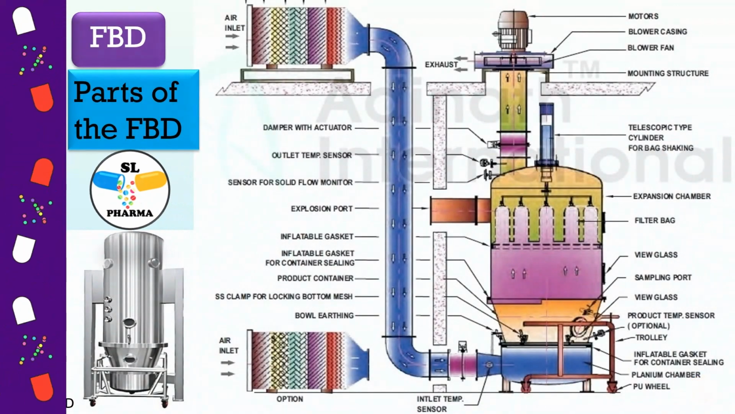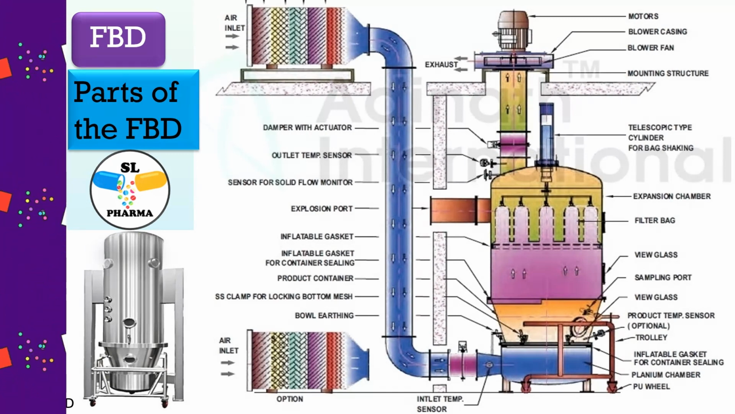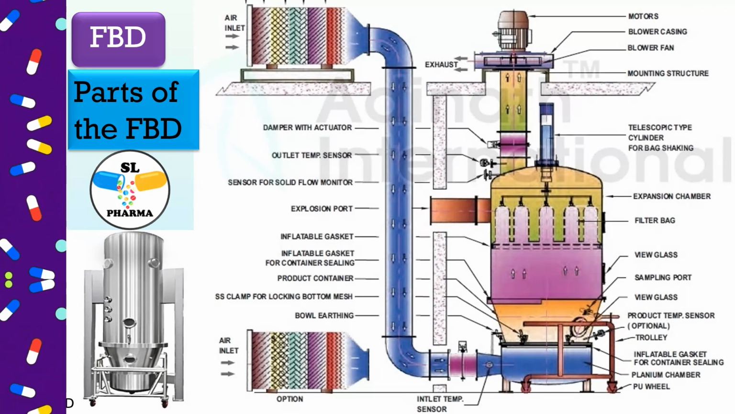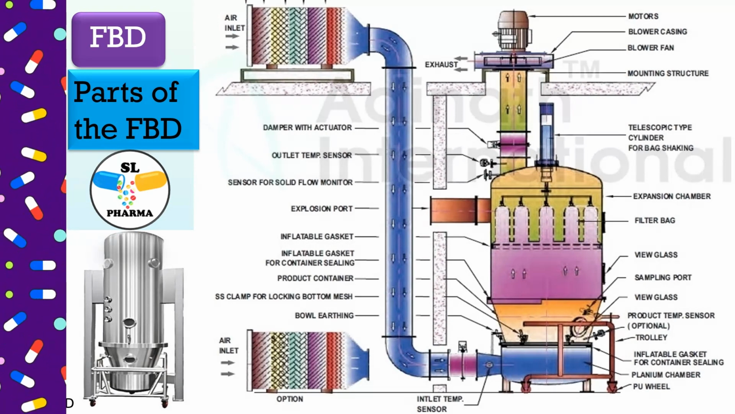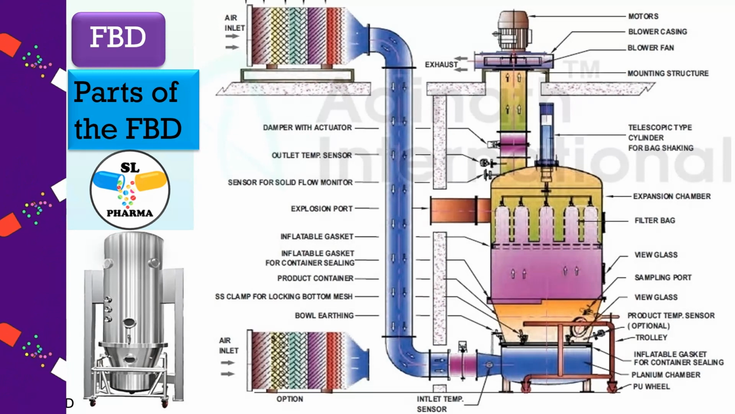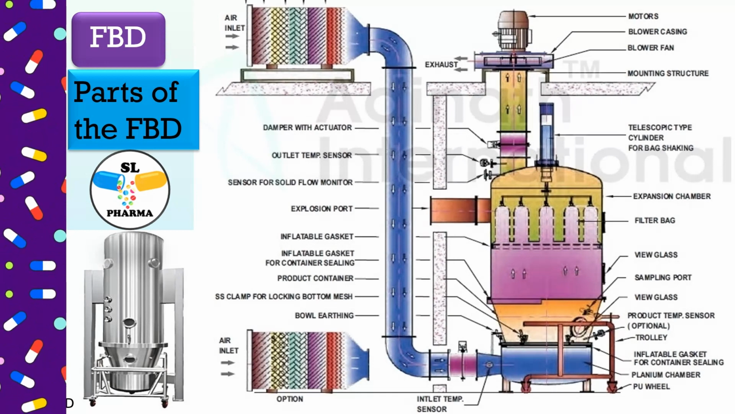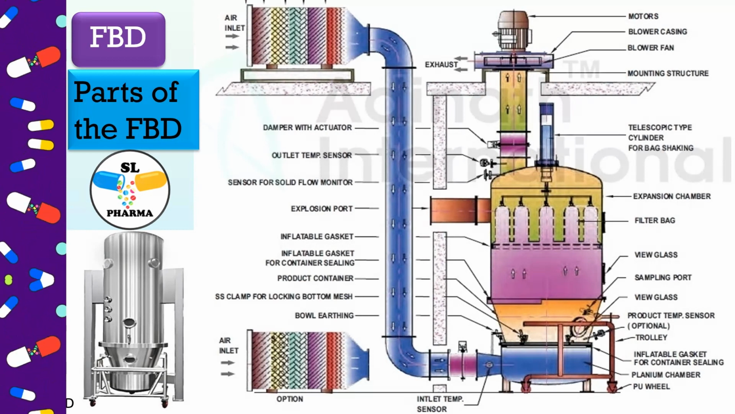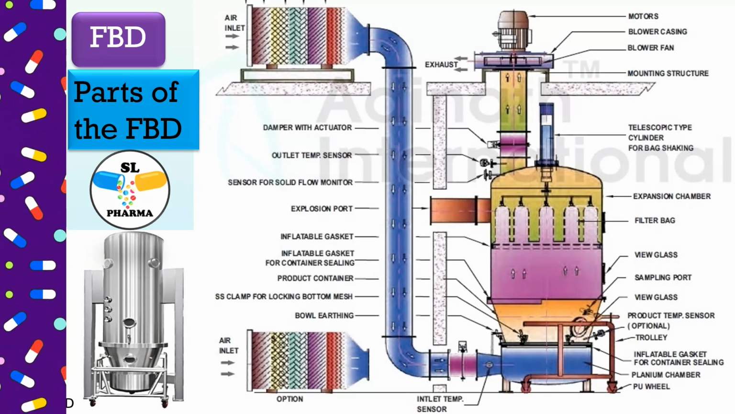A fluid bed dryer is a widely used industrial equipment for drying or cooling solid particles in a fluidized bed of air or gas. It consists of several key components to facilitate the drying process. We will see the main components of the FBD. Product container or bed. This is the main chamber where the solid particles to be dried or cooled are placed. The container is designed to allow for even distribution and fluidization of the particles by introducing a flow of hot air or gas from the bottom. It's typically made of stainless steel and can vary in size based on the application.